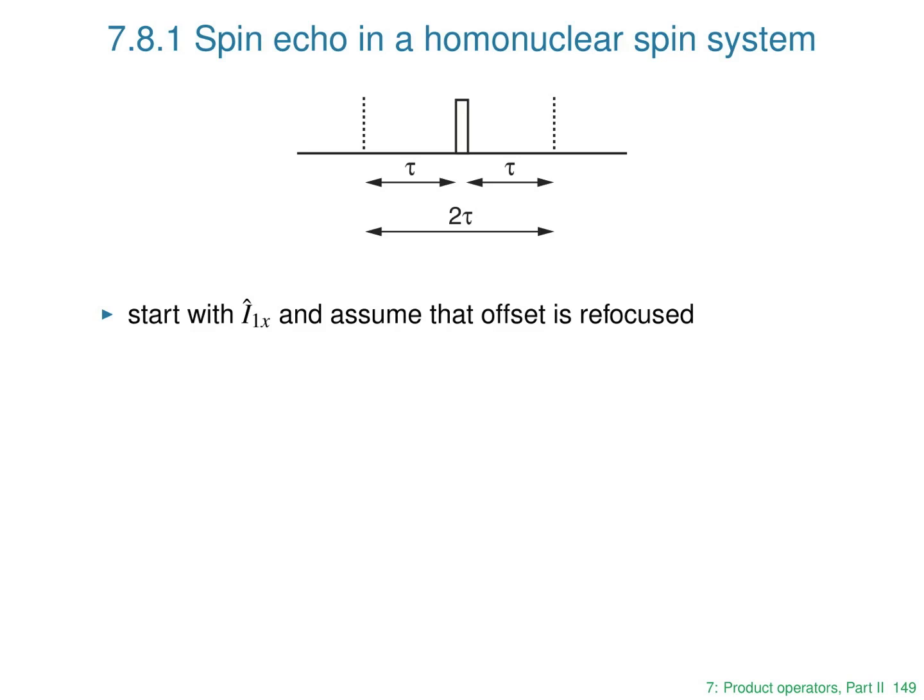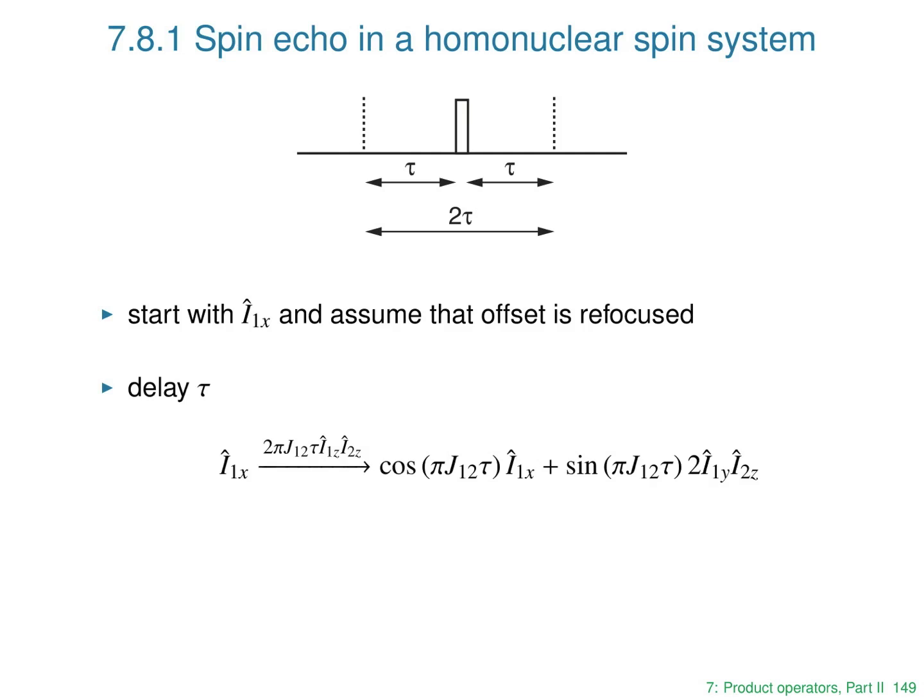Now, I assure you that if you work it out, you'll find that the offset is refocused. And if you don't believe me, you can work it out for yourselves. So we're going to leave the offset out of this altogether, and that is refocused. And what we're going to do is focus in on what happens to the coupling. So the first thing we need to do is to allow the coupling to evolve for a time tau. And we look at our little diagram and we realize that I1X goes to 2 I1Y I2Z.